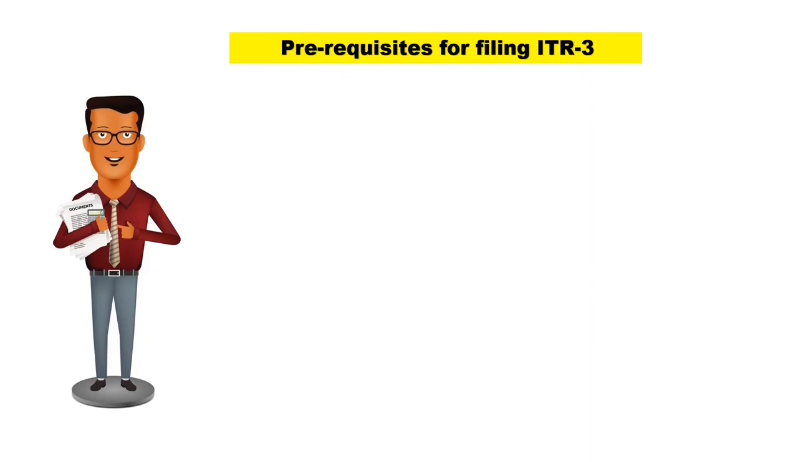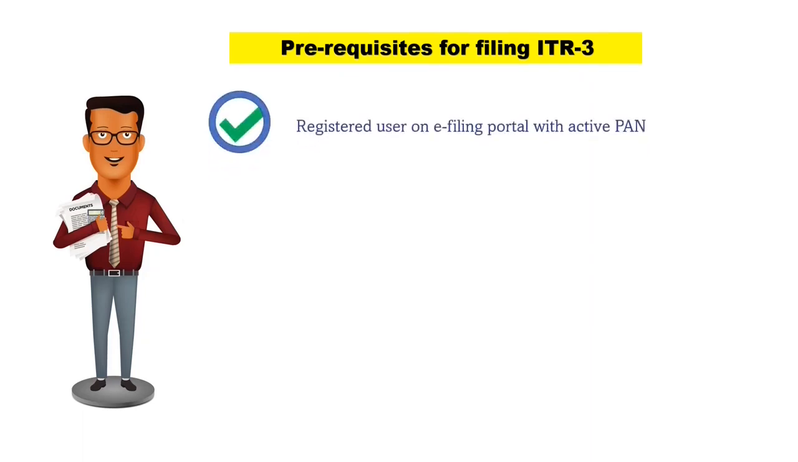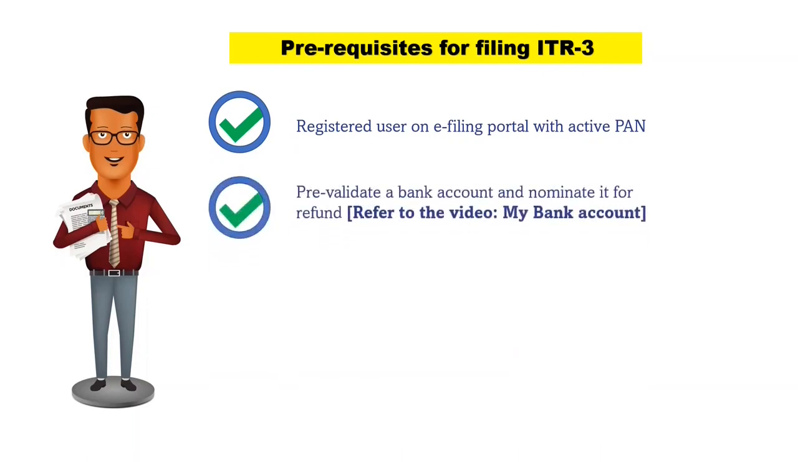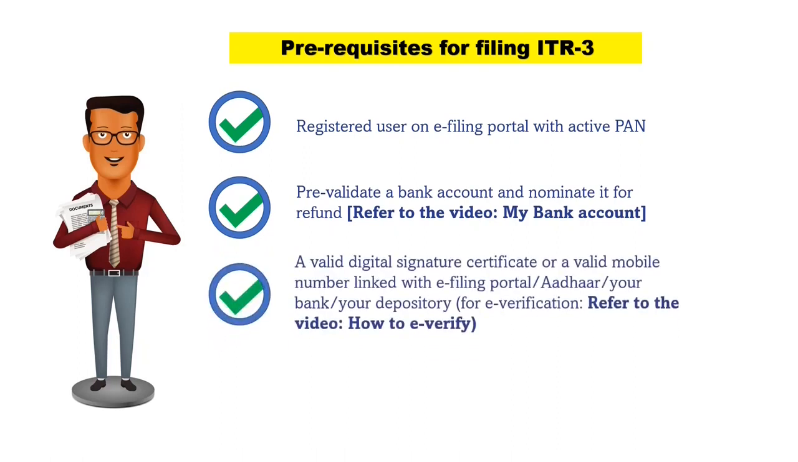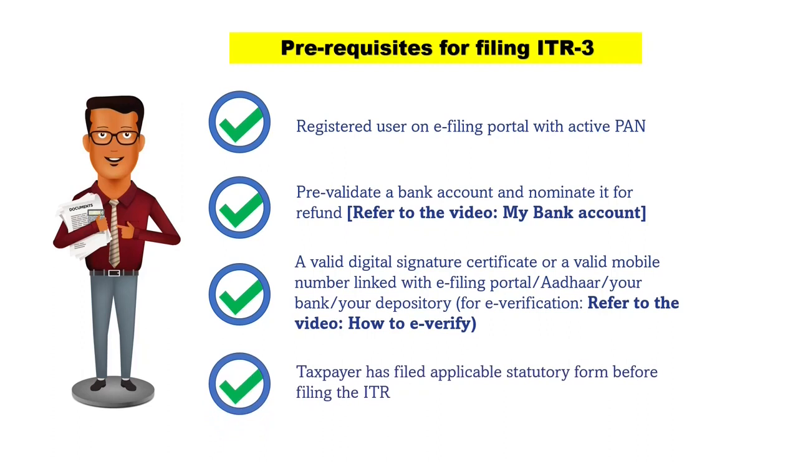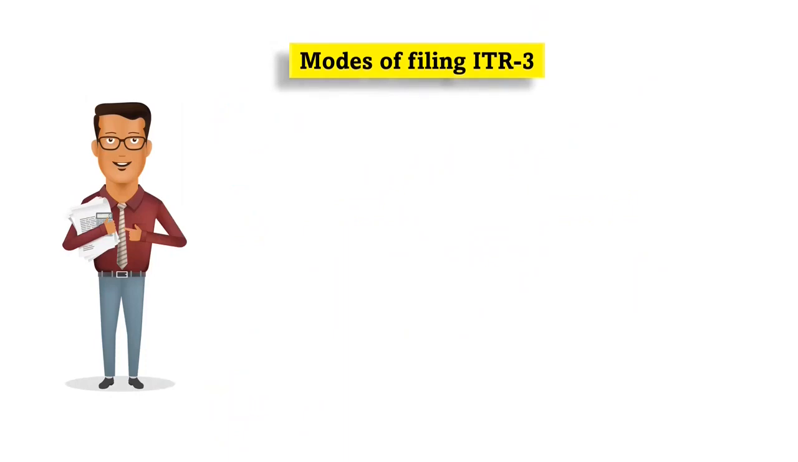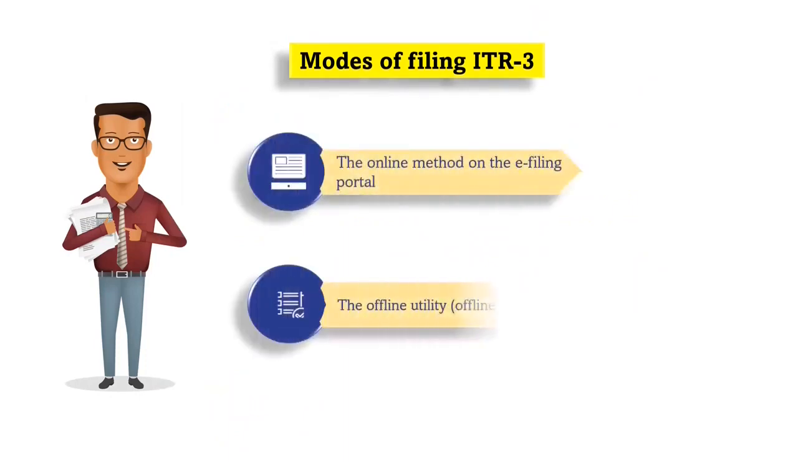In order to file ITR 3, you should be a registered user on the e-filing portal with an active PAN. You must pre-validate a bank account and nominate it for refund. To know more, you may refer to a video on my bank account. You should have a valid digital signature certificate or a valid mobile number linked either with e-filing portal or with your Aadhaar, your bank account or your depository for e-verification. To know more, you may refer to video on how to e-verify. You must also file applicable statutory forms as discussed before filing your income tax return. Form ITR 3 can be filed both in the online mode as well as using the offline utility.